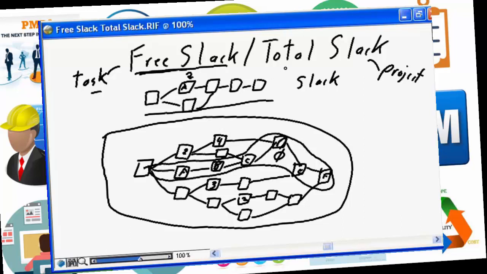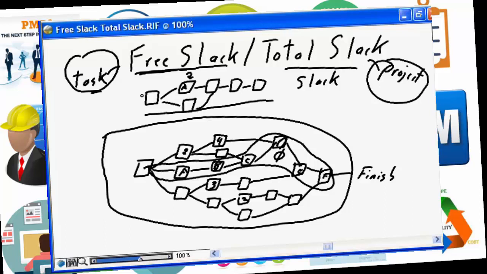The total project slack is the latest possible start date that any component to the project can start that is still going to preserve the final finish date for the project. So free slack is task focused, total slack is project focused. On a simplistic diagram, such as we walked through, they're going to be equivalent.